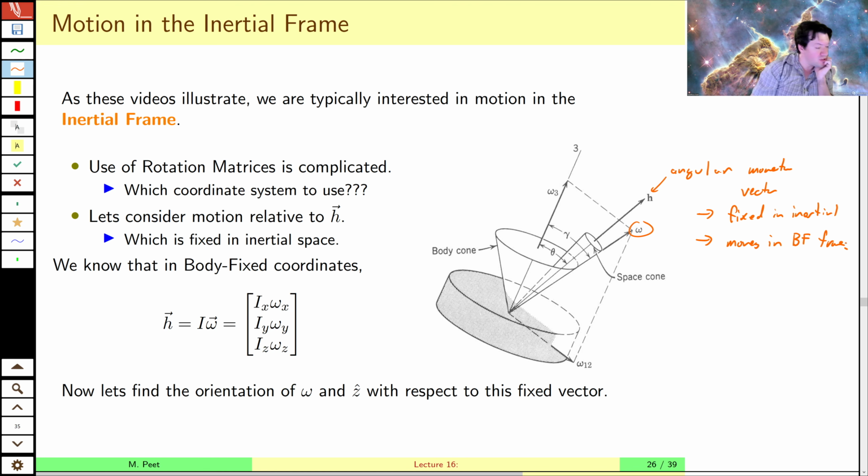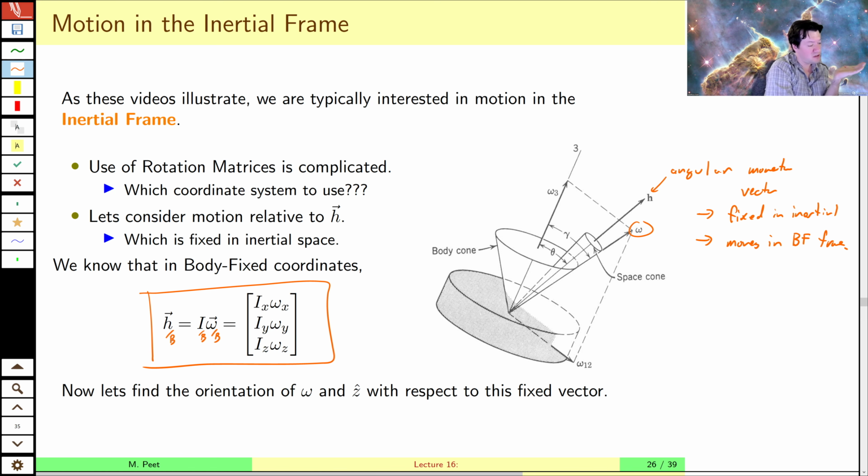So let's focus on that angular momentum vector and see if we can get some geometry. Right? So here's our angular momentum vector. It's defined using the inertia tensor and the angular velocity vector. And since these are naturally defined in the body frame, this is an expression for the angular momentum in the body fixed frame.